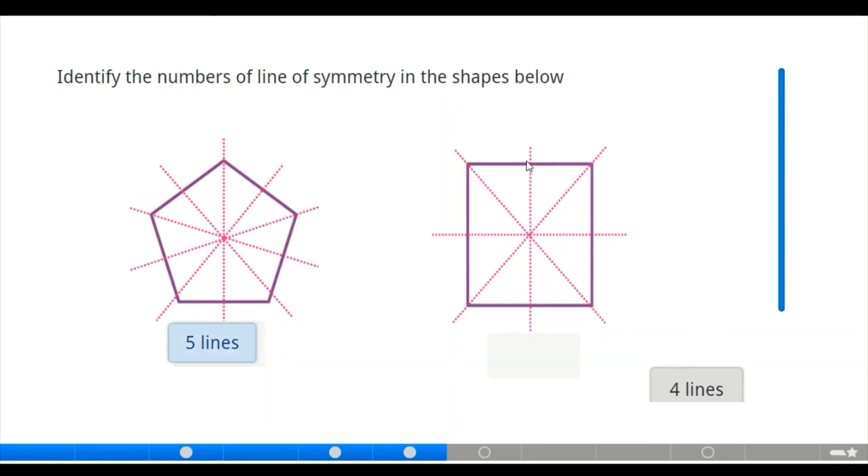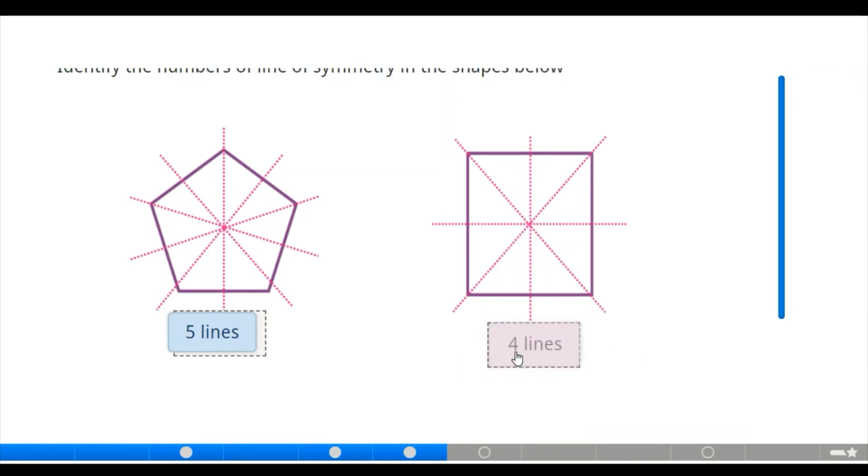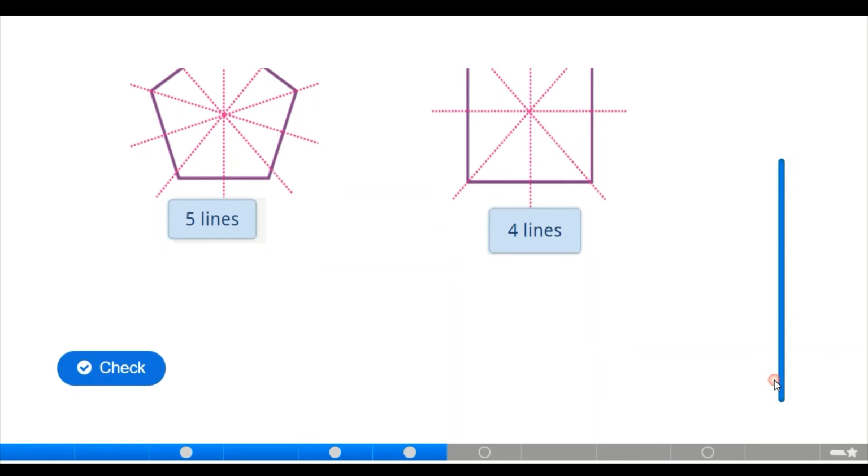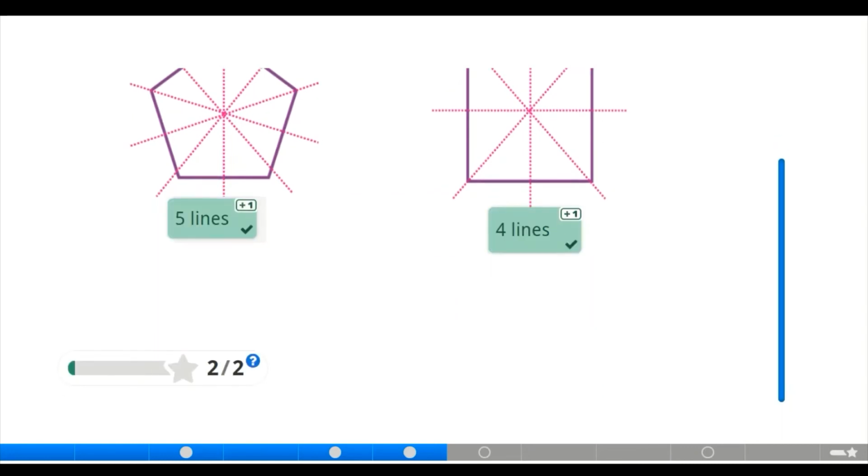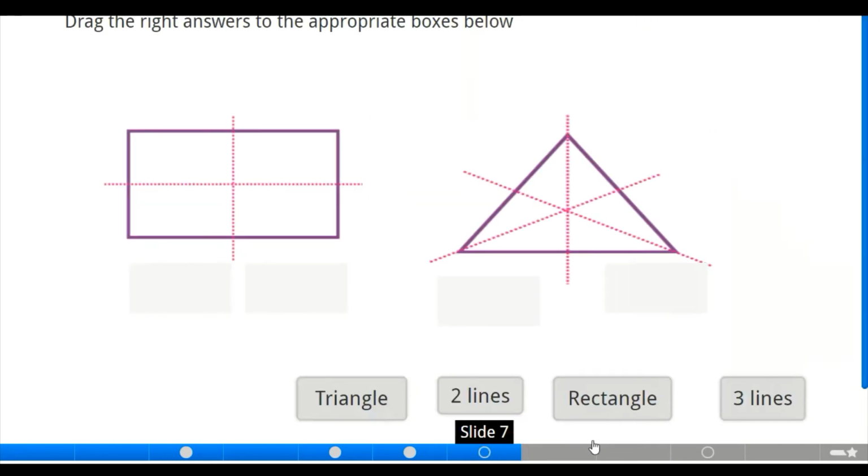Now let's look at this shape here. This is a pentagon, under quadrilateral, and this is a square. So how many lines do we have here? 1, 2, 3, and 4. So this square has 4 lines of symmetry. Now let's see if we are right. Okay, we are right. Now let's look at the next activity.